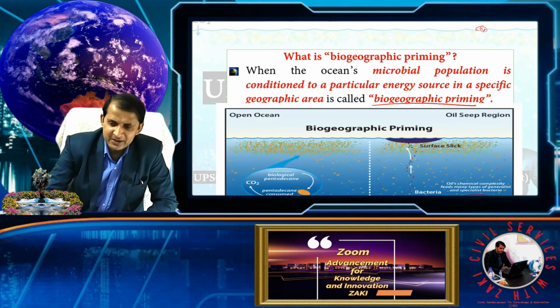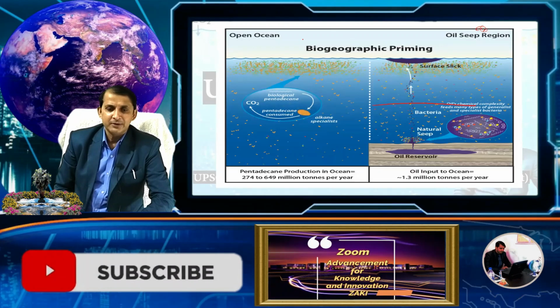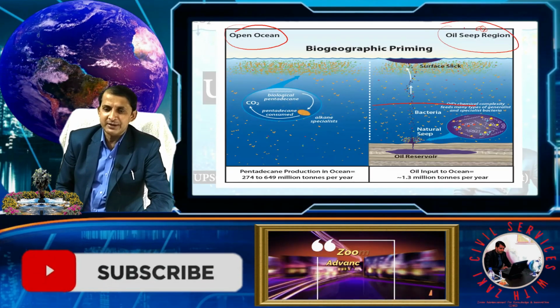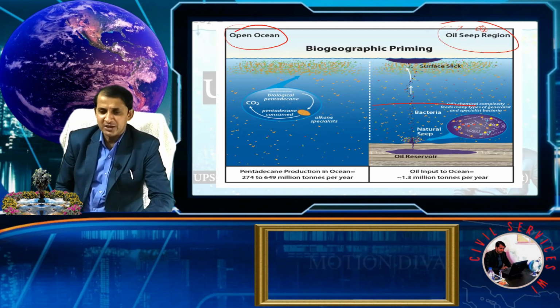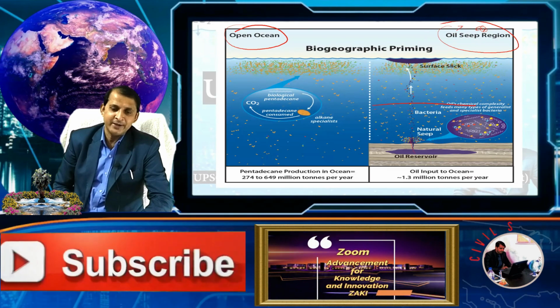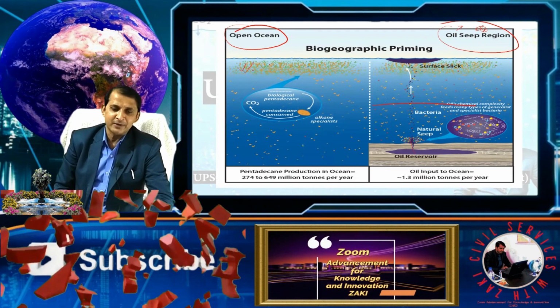So see here in a picture. See here biogeographic priming. See the open sea and oil spill region. It is mostly human and natural, natural oil spill and human oil spill. Here is the new hydrocarbon cycle.